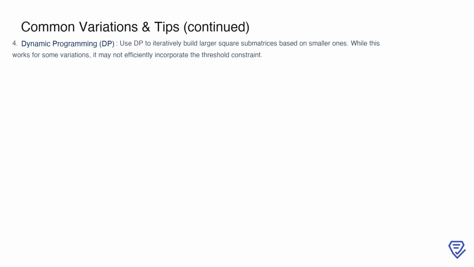Dynamic programming is another approach to consider for variations of this problem. By iteratively building larger square submatrices based on smaller ones, you can efficiently determine the properties of the matrix as you expand. However, incorporating the threshold constraint into this method can be challenging. While DP is powerful for certain types of problems, it may not always be the best choice for this one, especially when compared to the efficiency of prefix sum and binary search techniques. Balancing the trade-offs between these methods is key to selecting the most appropriate solution for the given constraints.